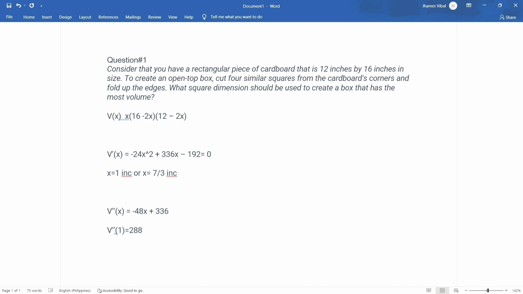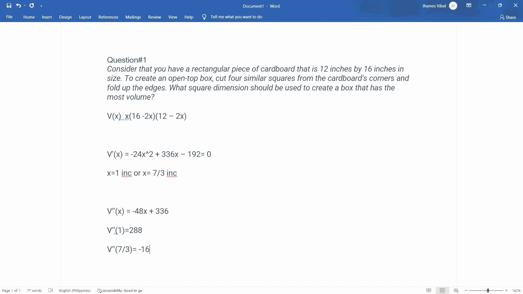At x equals 7/3 inches, we have the second derivative of V at 7/3 is equal to negative 16, which is negative. This means that V of x has a local maximum at x equals 7/3.